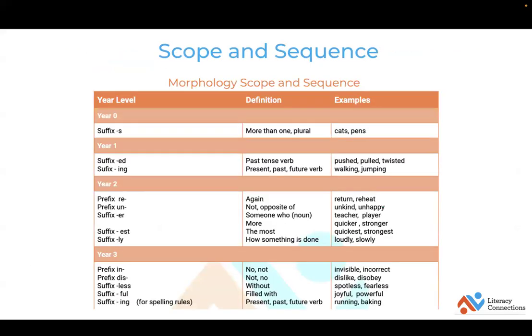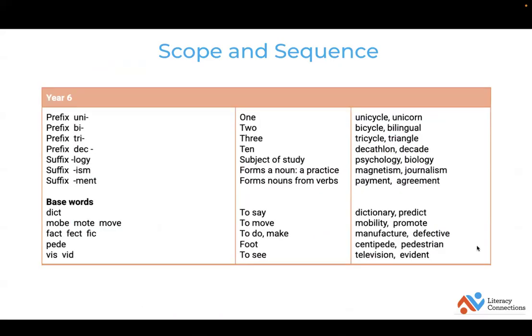So that's just a screenshot of what the scope and sequence looks like. It's been arranged year by year and guided by the New Zealand curriculum. We've provided you with what the morpheme is, the definition, and then some example words. And then I've just pulled out the year 6, just so you can see that it's getting a little bit more complex as we go through the school.